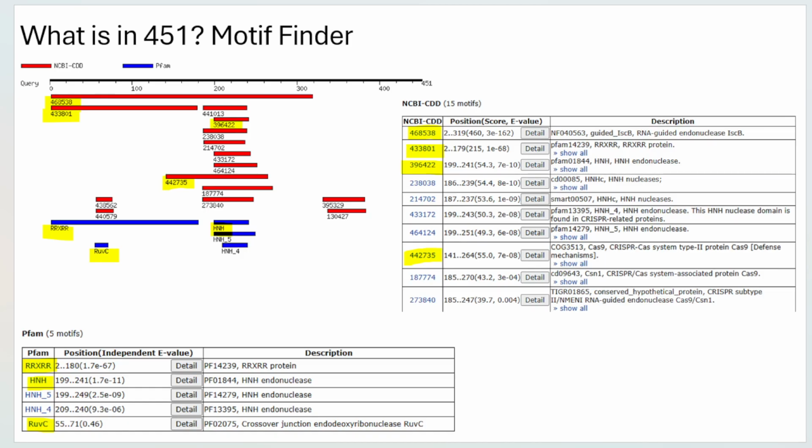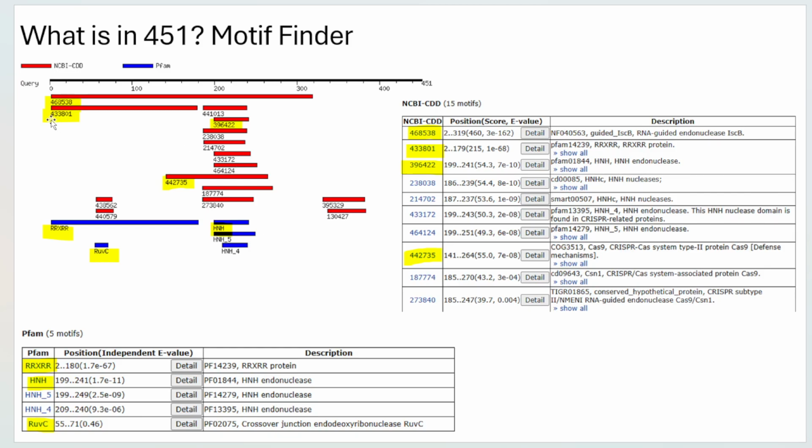First thing we're going to do is ask, what is in 451? So we're going to go to Motif Finder. With Motif Finder, you just put in the sequence, hit enter, and we'll see what comes up. Here we can see 468538, the topmost value, with the lowest E value, which essentially just means the highest probability of what is there being there, is a guided IscB. And yes, we know it's an IscB, which is good.